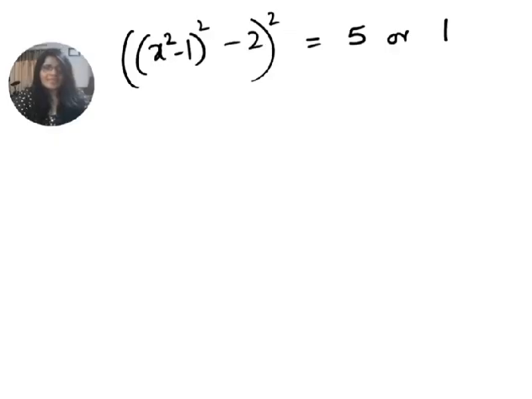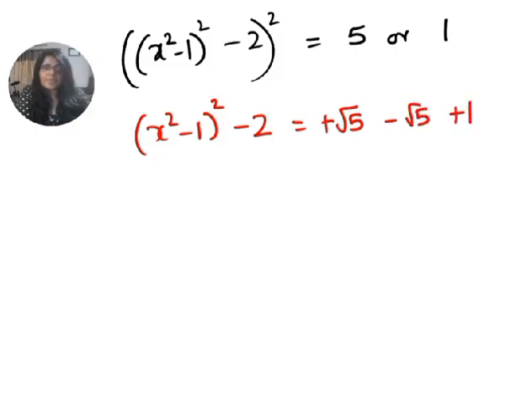Okay, now what we can do next? Yeah, let's square root it again. So you'll end up with (x² - 1)² - 2 can be plus root 5 or minus root 5, plus 1 or minus 1. 4 possibilities are there. Now what you can do? Yeah, you can see that this minus 2 is free, so let's add 2 on all these possibilities.